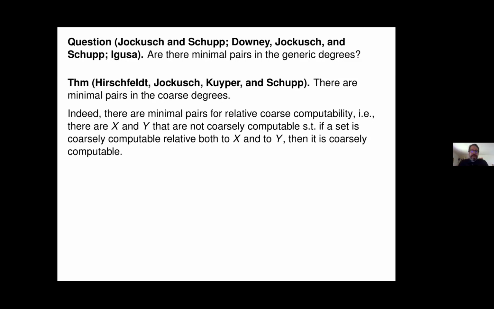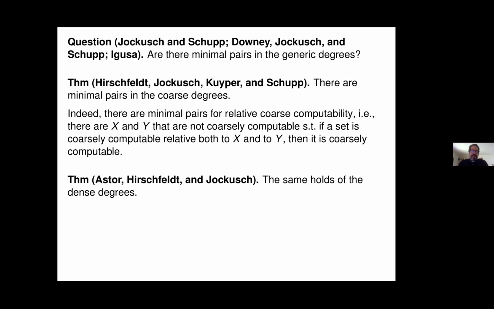And so we proved that for coarse degrees, and then later in work with Astor and Jacques, we showed that the same holds of the dense degrees and of relative dense computability. You'll notice now that the notion of effectively dense, the one with the refusals to answer, is not here. I'll get to that towards the end of the talk. But for generic, this was open, and in fact, there was indication already, even before these results, that the kind of methods that we used here were just not going to work.